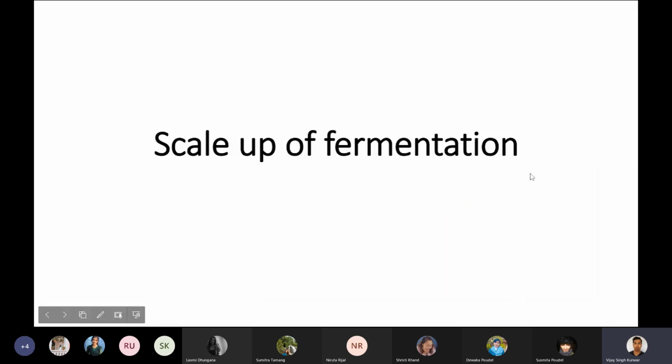So now we'll study the scale up of the fermentation. We'll have some study about scale up. Do you have any idea about scale up? What do you know about scale up?